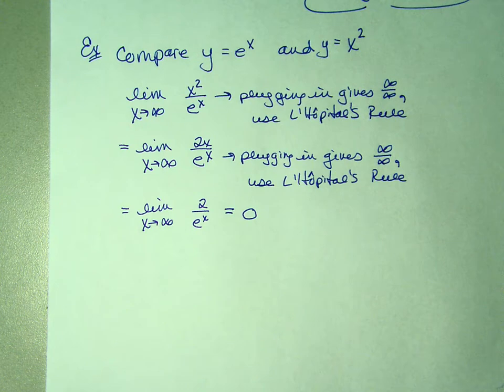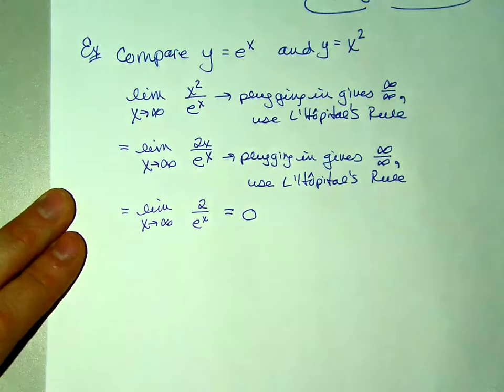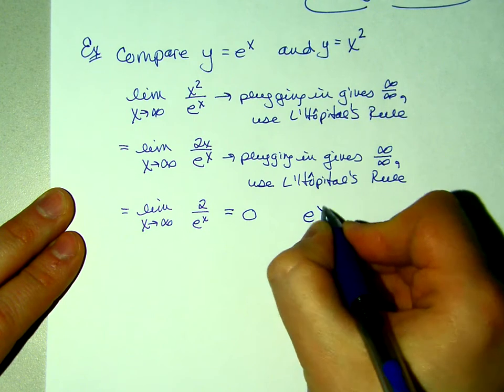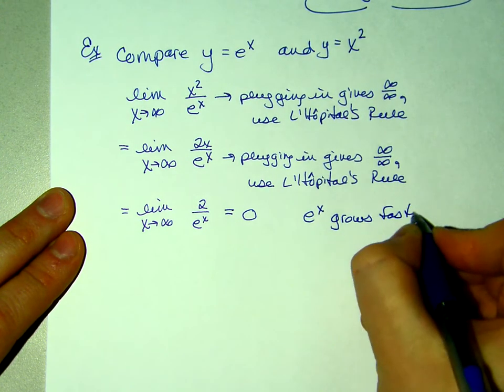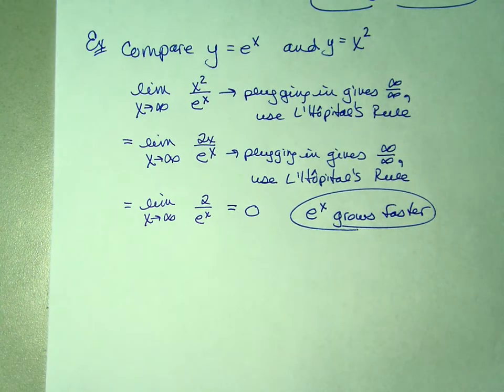That's not our rule. Which one? E to the x. Our rule is if the limit gives us 0, then what was in the denominator grows faster. So our answer is going to be e to the x grows faster. 0, the bottom grows faster. Infinity, the top grows faster. Any other number between 0 and infinity, they grow at the same rate.